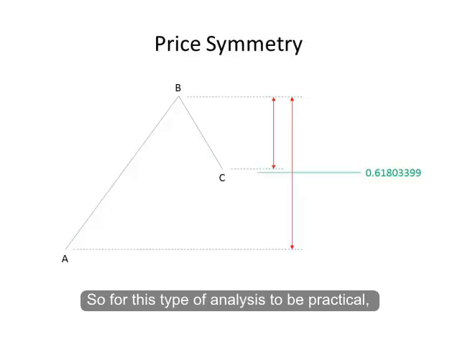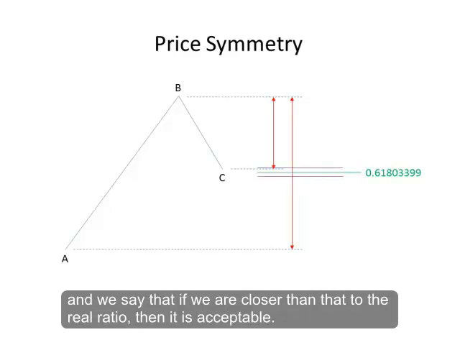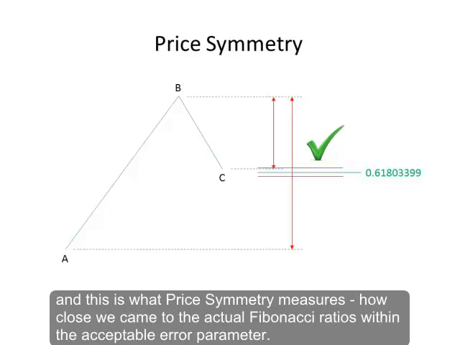So for this type of analysis to be practical, we use a small error margin, and we say that if we are closer than that to the real ratio, then it is acceptable. But obviously, some patterns end up closer to the real ratios than others, and this is what price symmetry measures: how close we came to the actual Fibonacci ratios within the acceptable error parameter.